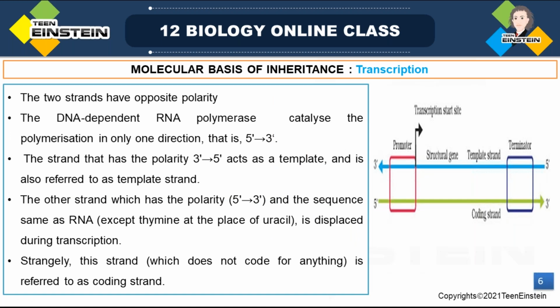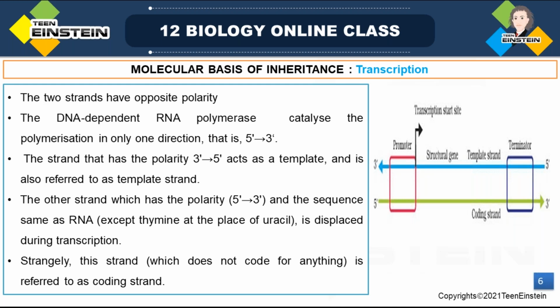Next, in a transcriptional unit, you can see this transcriptional unit is also a DNA, right? So this DNA has two strands, which have opposite polarity. You can see here strand one and strand two. One is the blue one and another is the green one. So these are the two strands of the DNA. Then the enzyme, DNA dependent RNA polymerase, is the catalyzing enzyme. It catalyzes the polymerization, and that only in one direction. So which is the enzyme? DNA dependent RNA polymerase.